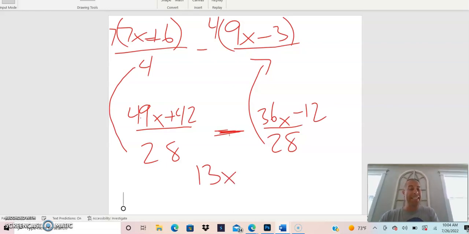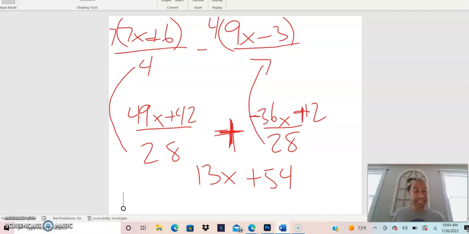42 minus the negative 12. Well, double negatives, that becomes an addition. So we're doing 42 plus 12. So that's a 54. For some of you, you're going to want to go ahead and change it to an addition sign and then realize it'll end up changing these signs here.